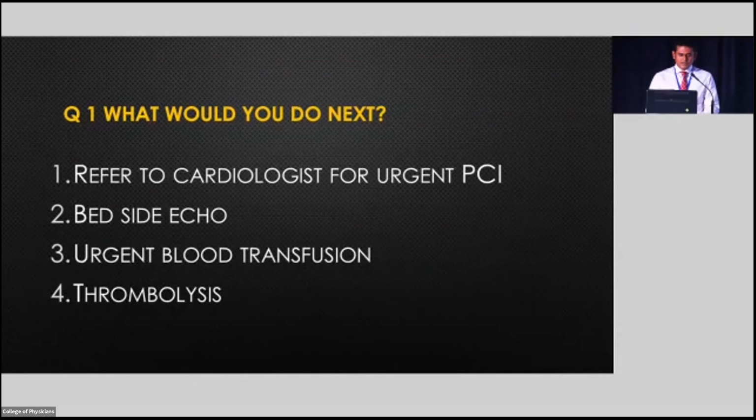Now, my question is, what would you do next? Are you going to refer this patient to a cardiologist for an urgent PCI? Or would you like to do a bedside echo, urgent blood transfusion, or thrombolysis? You can answer using the polling system, and I'll give you 20 seconds to answer that. This was a real case scenario.